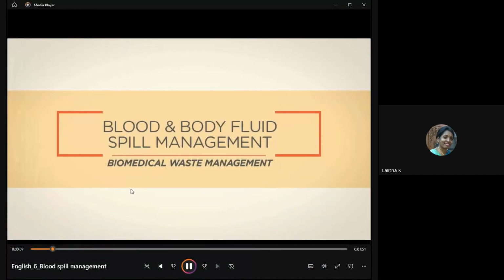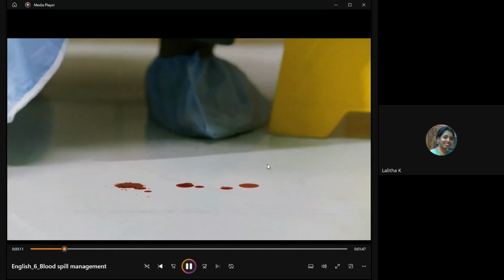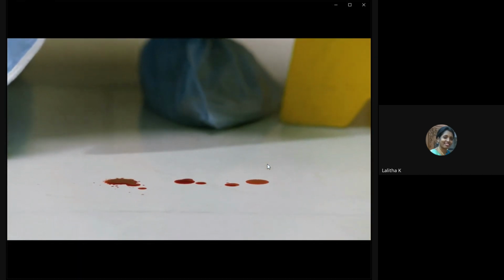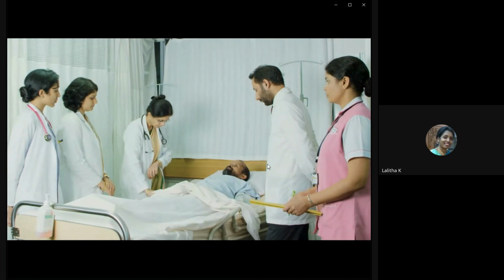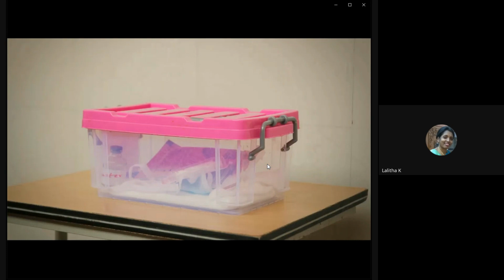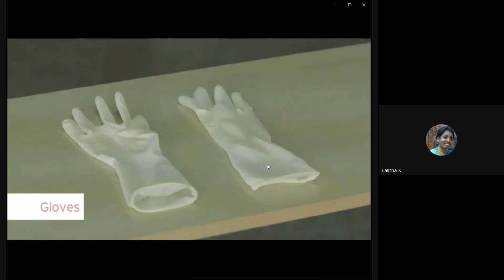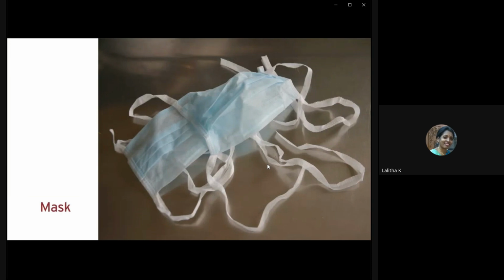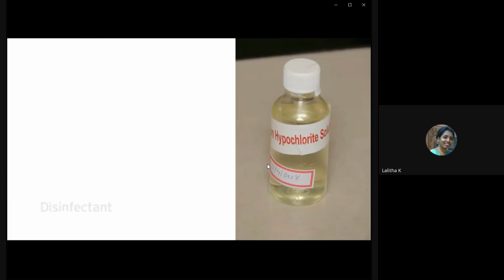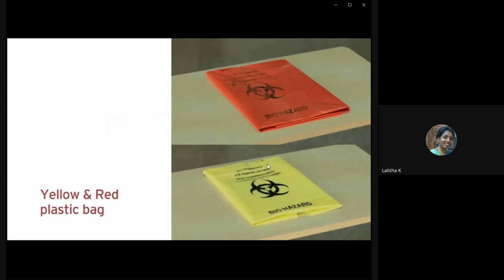Blood and body fluid spills need to be managed with utmost care to prevent exposure to infection. Every nursing station must contain a spill kit. The spill kit should contain disposable apron, gloves, mask, absorbent material, disinfectant, mop, yellow and red plastic bag.